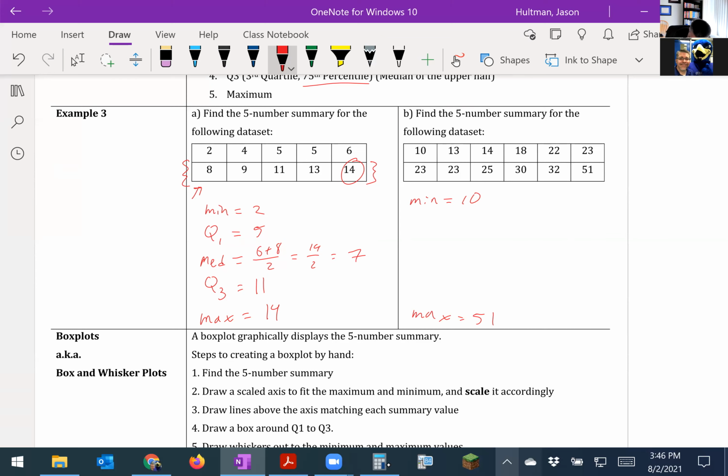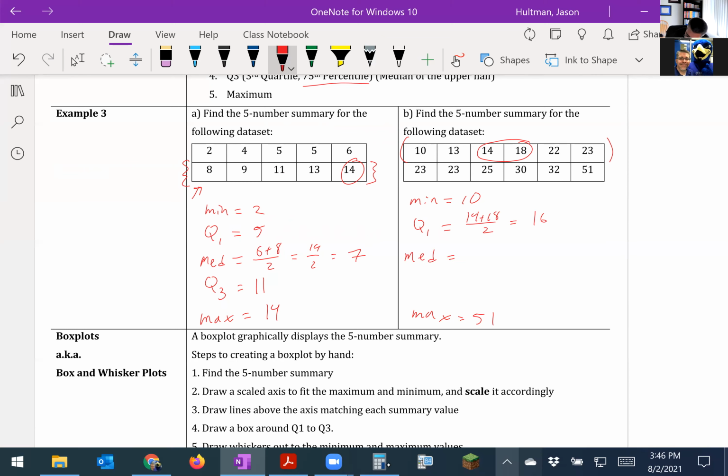What's the median? Well, let's not do the median yet. Let's do the Q1. What's the middle number of the lower half? Well, there is no single middle number, but there are two middle numbers, 14 and 18. So we're going to add those together and divide by 2. When I do that, I get 16. So Q1 was 16. What about the median?